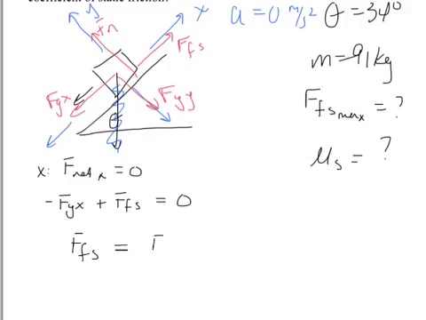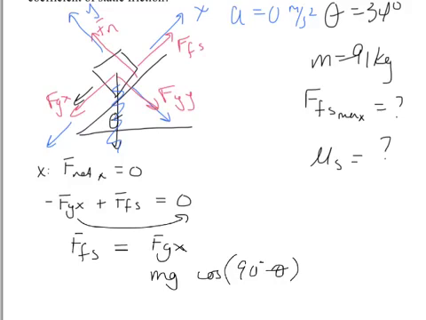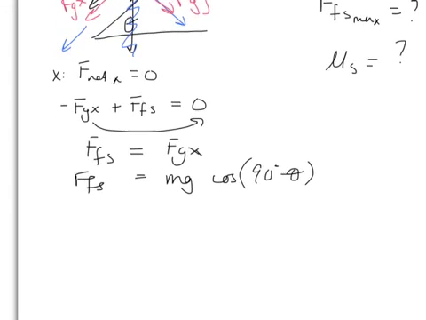FFS, we add the FGX over to the other side, and remember that FGX is mg cosine of 90 minus theta. So the force of static friction that's allowable for the ramp is mg cosine of 90 minus theta. That ends up being a value of 499.2 newtons.